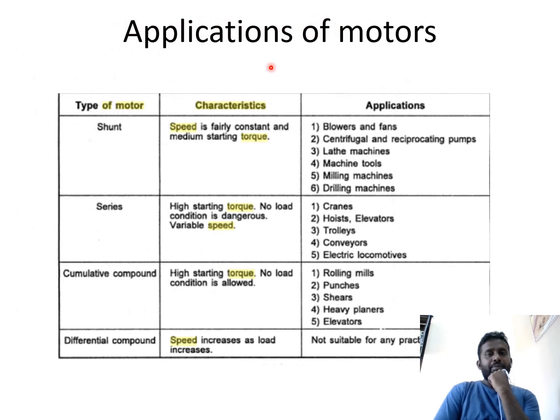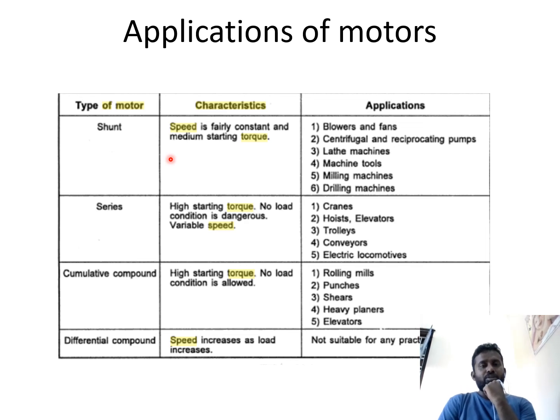So these are some of the applications of motors. You may be asked in your exam to write the applications of a shunt motor, series motor, cumulative compound or differentially compound motor. Characteristics of a shunt motor: speed is fairly constant and medium starting torque. Series motor: high starting torque, and no load condition is dangerous. Cumulative compound: high starting torque, and no load condition is allowable. Differentially compounded: speed increases as load increases.